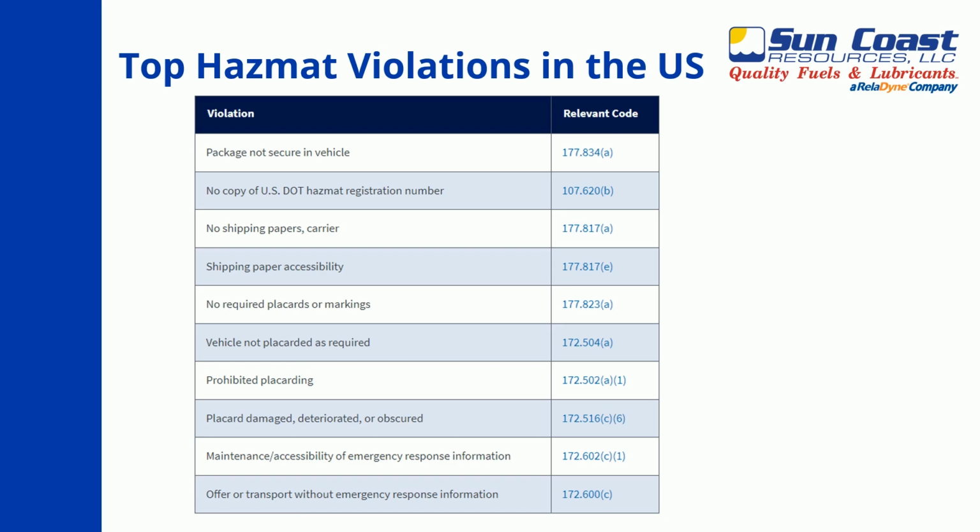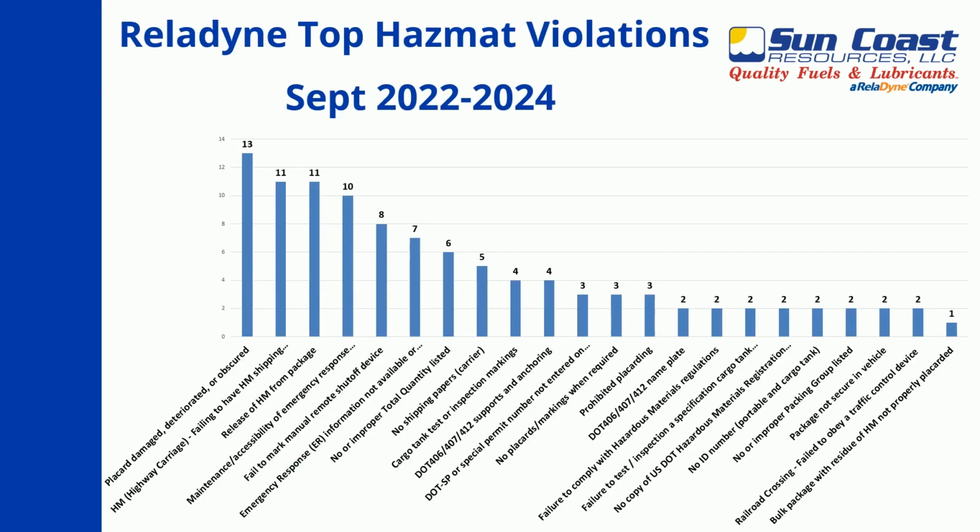Now, let's see how our company stands against these top violations in the U.S. Some of the top violations our organization has incurred from 2022 to 2024 are as follows: 1. Damaged, deteriorated, or obscured placards, 13 violations. 2. Hazmat, highway carriage, failing to have hazmat shipping papers readily accessible, 11 violations. 3. Release of hazmat from package, 11 violations. 4. Maintenance/accessibility of emergency response information, 10 violations.